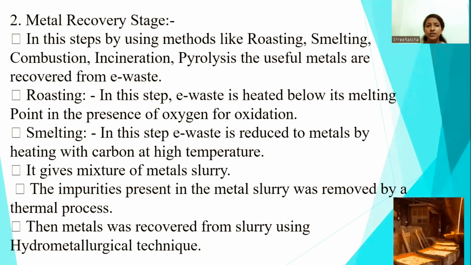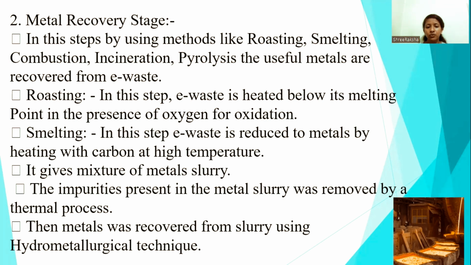Next stage is the metal recovery stage. In this step, methods like roasting, smelting, combustion, and pyrolysis are used to recover the metals from e-waste. Roasting. E-waste is heated below its melting point in the presence of oxygen for oxidation. Melting. In this step, e-waste is reduced to metal by heating with carbon at high temperature.